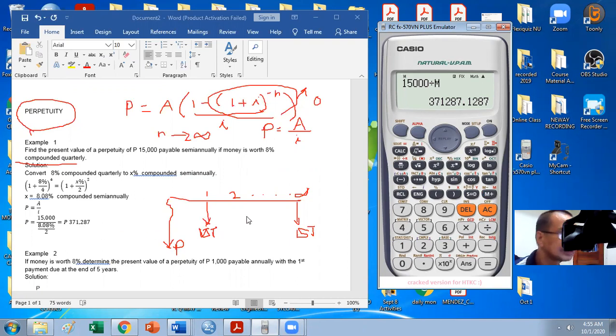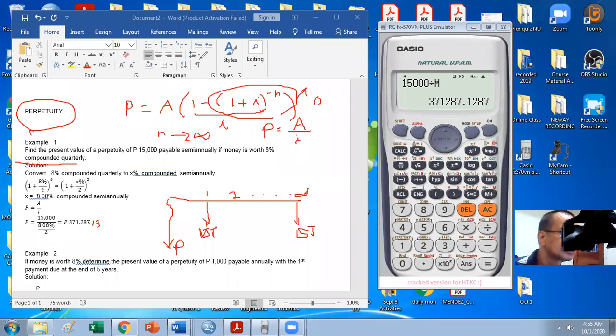Then, ang present worth ng lahat ng payment na yan is just 15,000 divided by n. So, we have this answer, 371,029.0.13. This should be 0.13. It should be 371,287.30 na lang. Lagyan mo ng decimal 13. Okay. Now, let's have the next example.